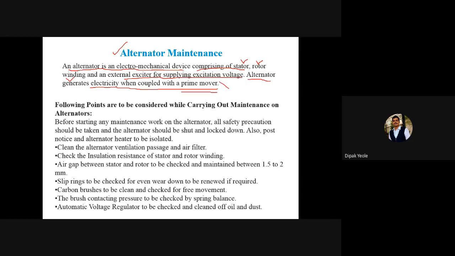If the prime mover fails, then there can be damage, or zero power is going to develop when the prime mover fails. Yes, hence we have to carry out the maintenance of the prime mover also. Though it is a mechanical part, being an electrical engineer, we must know the working and the maintenance of this prime mover. Yes, the following points are to be considered while carrying out maintenance on alternators. So obviously we have to check some parameters, as we have discussed. We have to check the voltage, the current, the frequency, and sometimes the insulation resistance also.